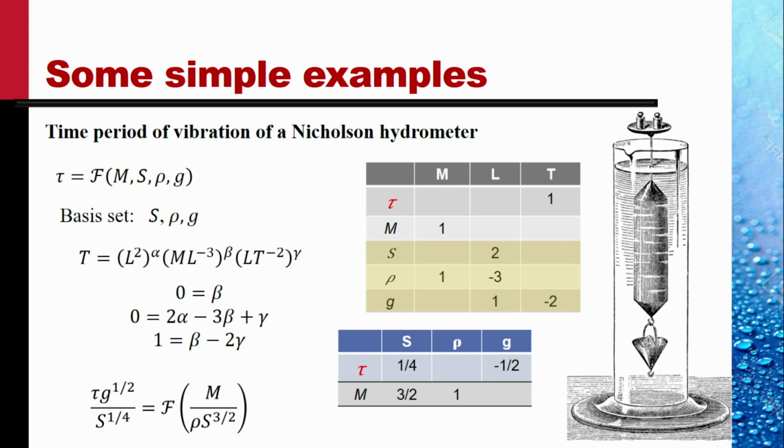Doing a few experiments, we can find out what should be the nature of this functional relationship. And once we discover this relationship, we can find out the time period of any hydrometer.